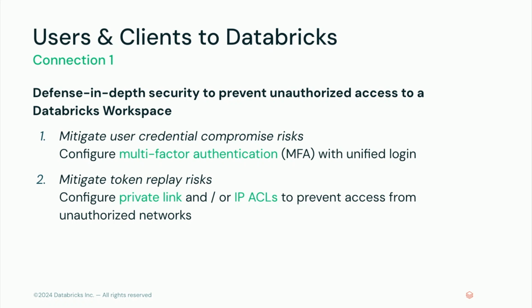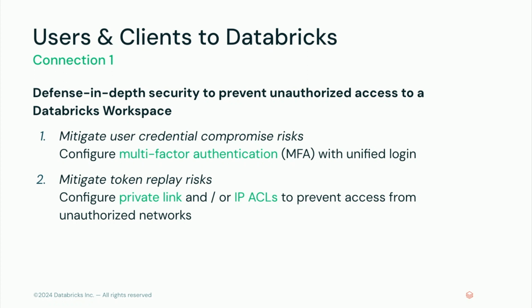And that's where, if you're using public connectivity, you can do things like use IP access lists, which say not just I need to be Alex with my password and my SSO and my multi-factor authentication, I also need to be Alex coming from this specific IP address range that's trusted by my organization.